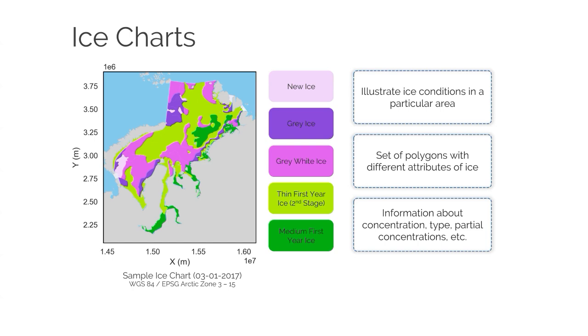You have sea ice charts from the Norwegian Meteorological Organization. You have it from the National Ice Center in the US, and you have the Finnish Ice Center. You have the DMI from Denmark. They all give you these sea ice charts, and they illustrate ice conditions in a particular area. They are basically a set of polygons, and they give you information about the concentration, type, and partial concentrations.